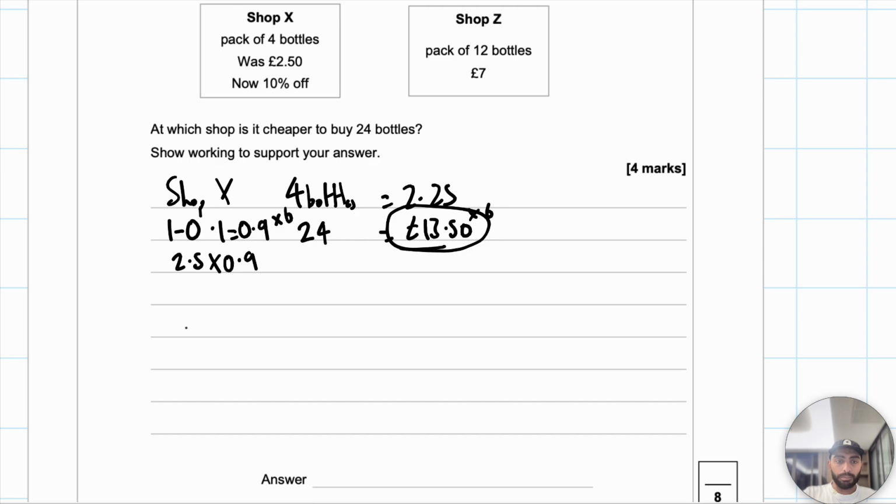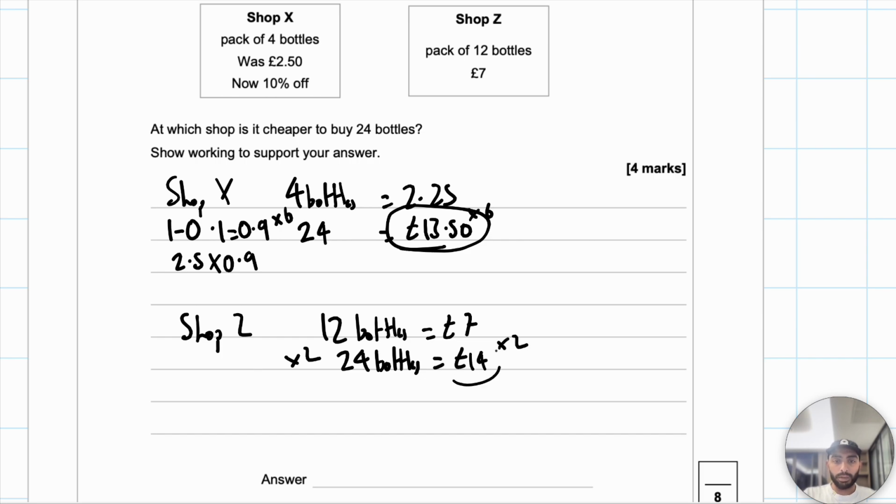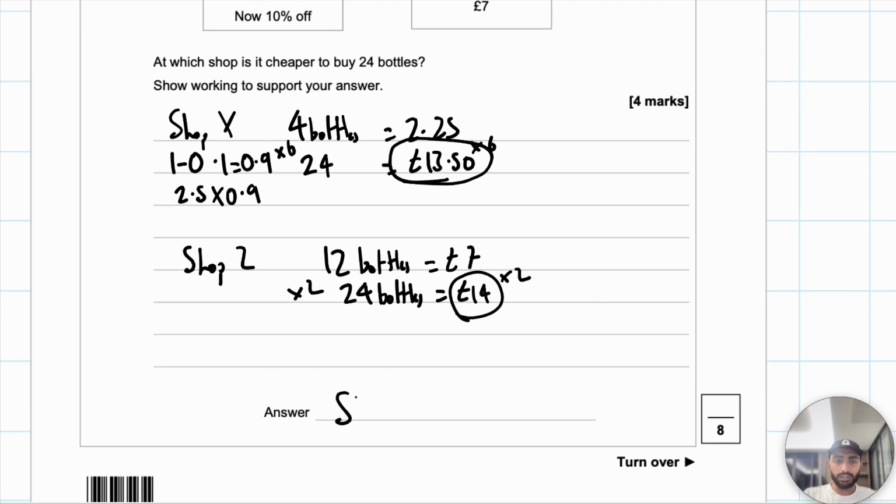Shop Z, a little bit easier. We've got a pack of 12 bottles for £7. We need to find 24 bottles, so I've multiplied by 2 on the left. I need to multiply by 2 on the right. 7 times 2 is 14, and now I can compare them. Shop X is cheaper than Shop Z because £13.50 is smaller than £14. So the answer is Shop X.